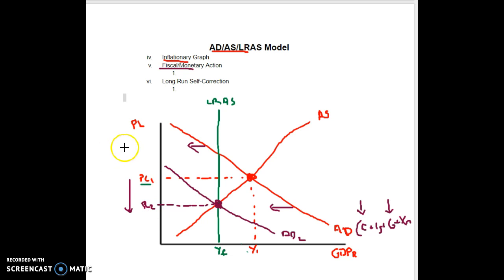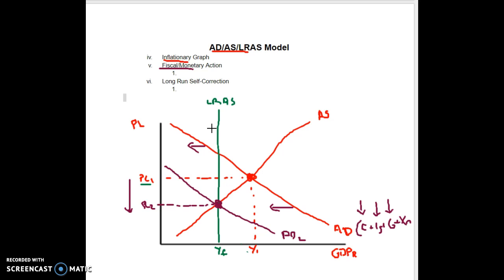Now there's another way that we do this. The monetary policy can also have the same effect on aggregate demand. I can reduce the money supply. By reducing the money supply, I push up the interest rate, which pushes down investment right here. When investment goes down, aggregate demand shifts back, pushing down the price level. So that's that long line of logic.